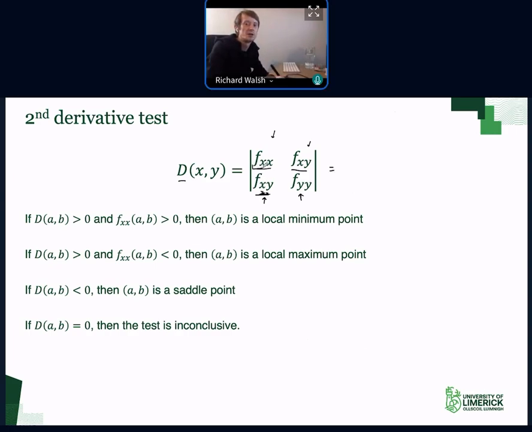So the determinant of a 2x2 matrix is the primary diagonal multiplied together. Just make it look a bit different. Get rid of the matrix side of it. So that's the primary diagonal multiplied together minus the other diagonal multiplied together. So f_xx times f_yy minus f_xy times f_xy. You can write that as f_xy squared if you wish.